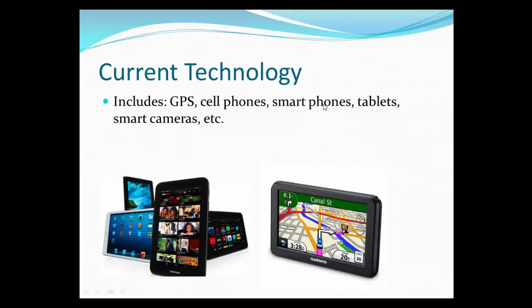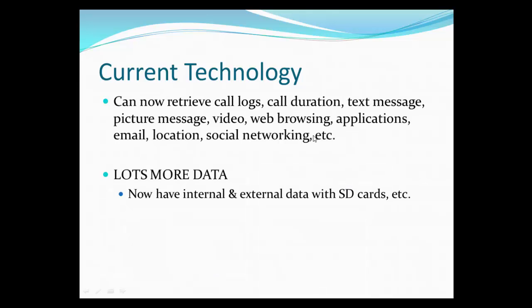And this current technology not only includes cell phones, but GPS, smartphones, tablets, smart cameras, etc. There are so many different forms of data to be received on these devices. Like I said before, they can now receive call logs, call duration, text messages, picture messages, video, web browsing, applications, email, GPS location, social networking, and there's many other different forms of data on these devices now.